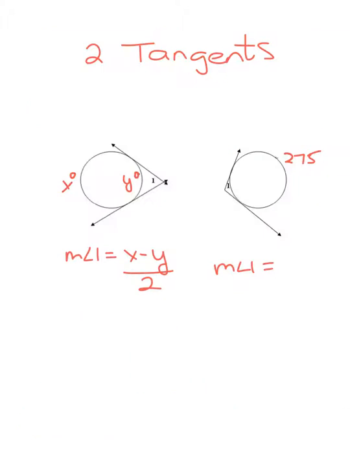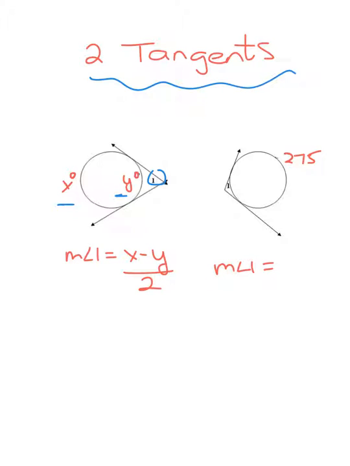Now we're going to look at the same theorem, but this time with two tangents forming the angle. I have arc x and arc y. Because angle 1 is outside the circle, we're going to subtract them and divide by 2.